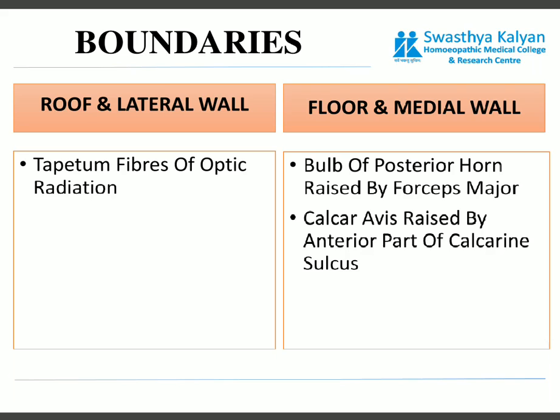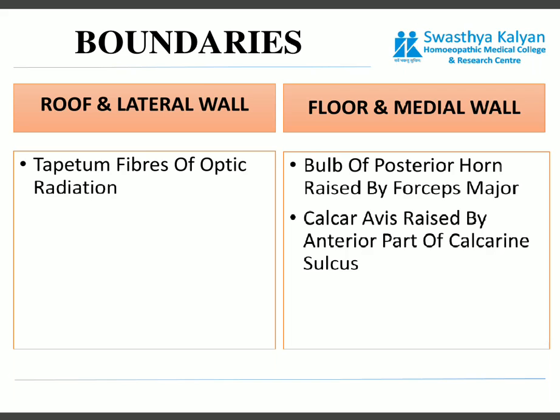Forceps major are the fibers related with the corpus callosum. The calcar avis is raised by the anterior part of the calcarine sulcus. It is a prominence or an involution caused by the calcarine sulcus, which is a fissure or groove in the caudal end on the medial surface of the brain.